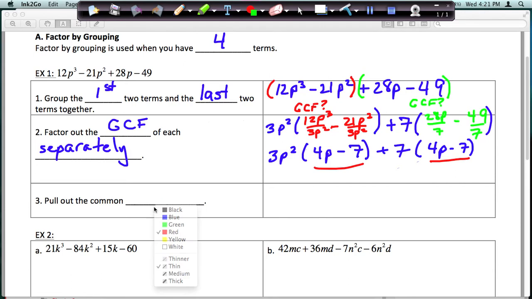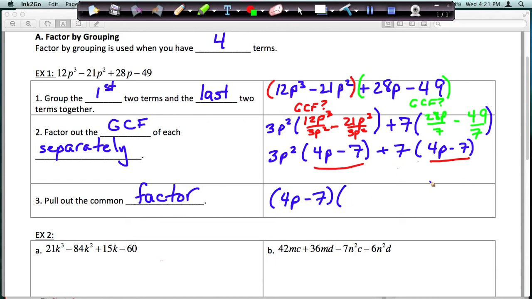So once you've done this step, pull out that common factor that you should have. So I'm going to go ahead and do that. I have a 4p minus 7 in common. I'm going to pull that out in front. And I'm going to look at what I have left. When I pull out this 4p minus 7, what I have left is this 3p squared. So I'm going to put that here. And then I'm going to look on this other side. When I pull out the 4p minus 7, I'm left with this plus 7. So that's what's going to go here. And that's factor by grouping. That's factored.